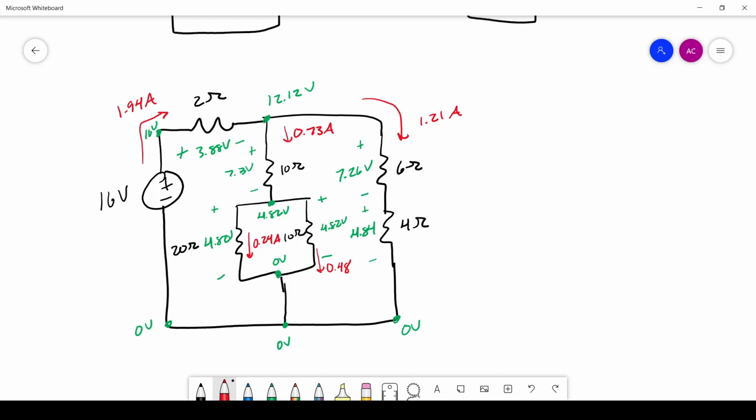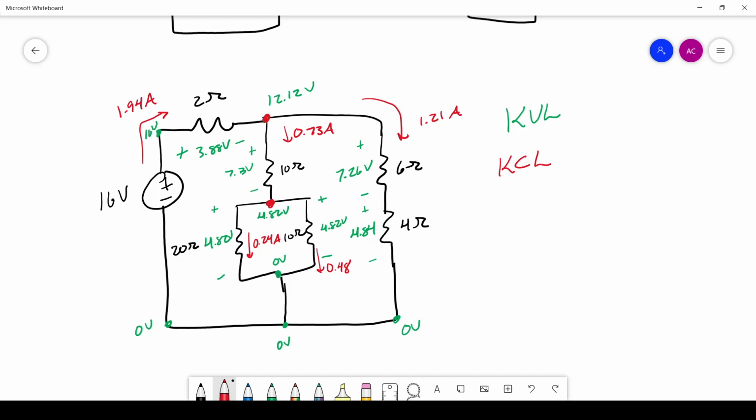All right. So now we think we have this thing completely solved. We know the current, we know the voltage at every single component here. So last thing we always do, check our results against KVL and KCL. So we're going to start with KCL. The first node I want to start at is here. We have 1.94 amps in, 0.73 amps out, and 1.21 amps out. So 1.21 plus 0.73 gives 1.94. So the current in equals the current out. We're good there. What about this node here?